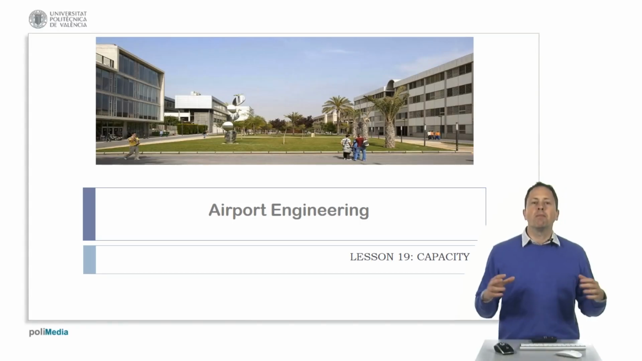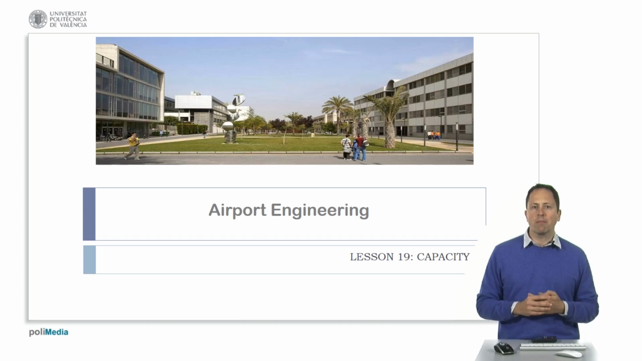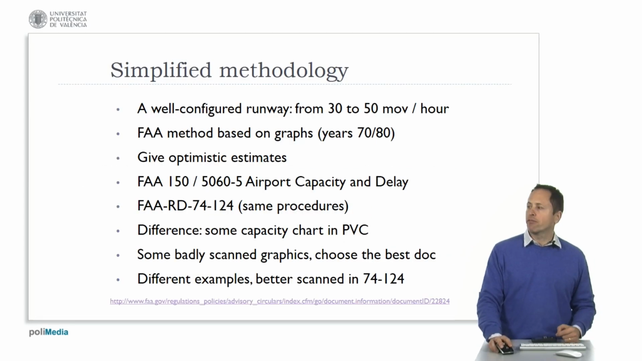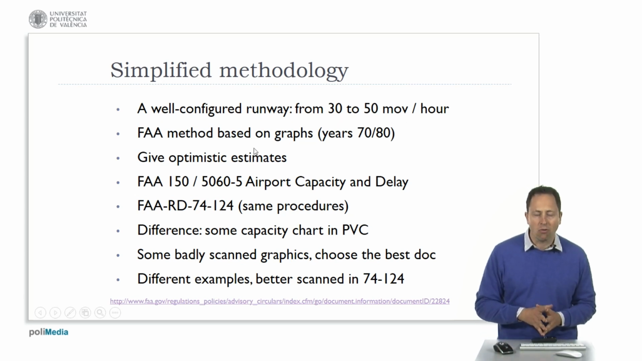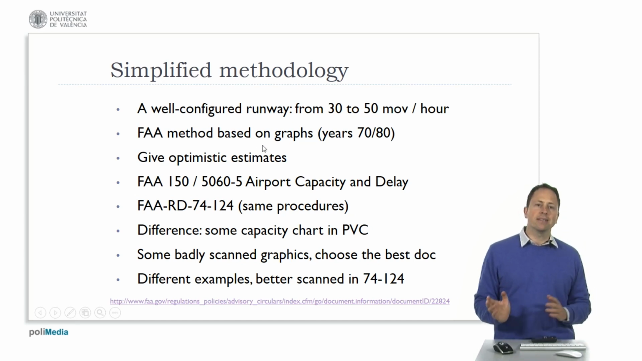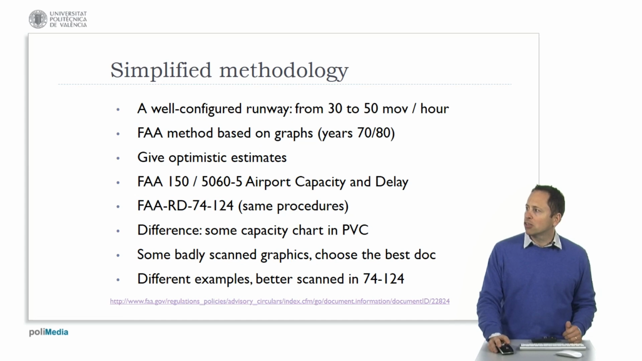We are going to describe in this video a simplified airport capacity calculation methodology according to the FAA graph method of airport capacity and delay. We start from the basis of a well-configured runway with 30 to 50 declared movements per hour, and with this method we are going to calculate maximum capacity, so we will have to multiply it by 0.9 or 0.85 to get the declared capacity.